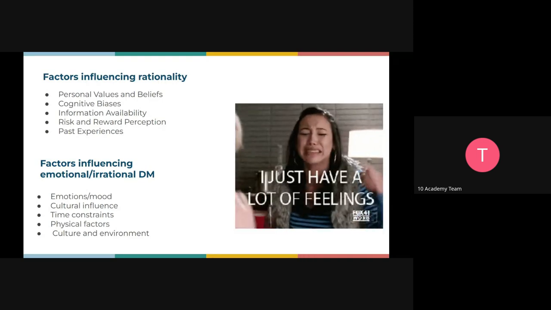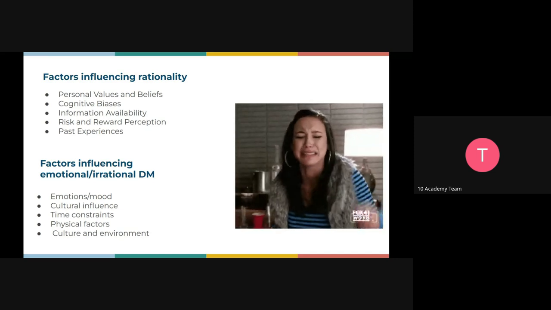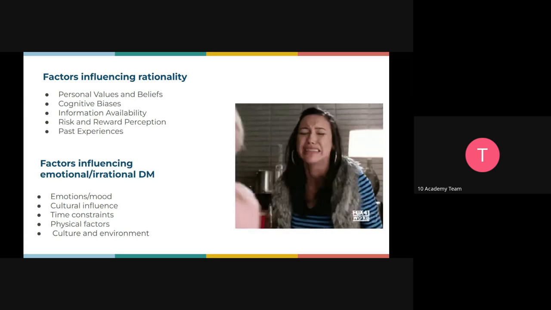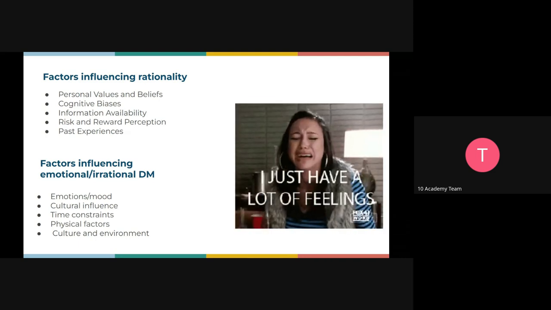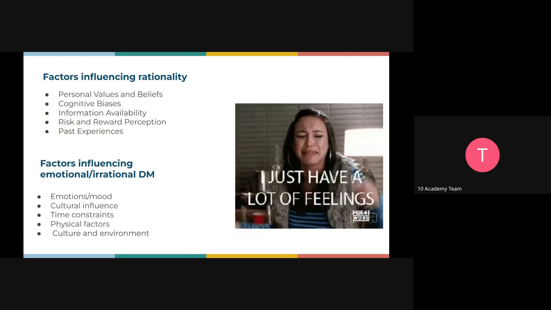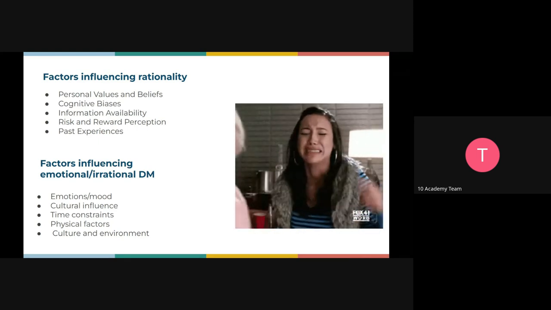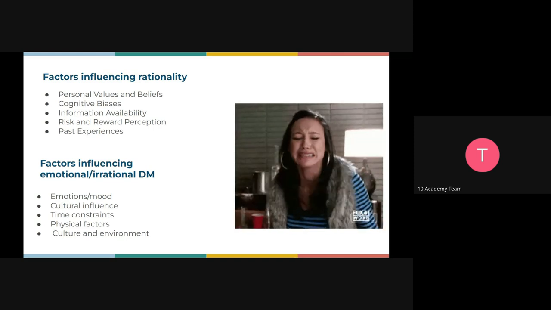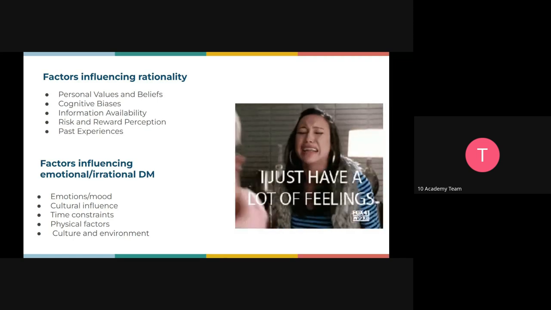Another thing could be cultural influence. So it's normal for each and every one of us to belong to a certain culture, and you have norms that you practice in the same culture. And each and every culture has certain expectations that you're supposed to follow, and that can shape the kind of decisions that you'll make. And this could be conscious or unconscious, and it can force individuals to conform to societal or cultural pressures.